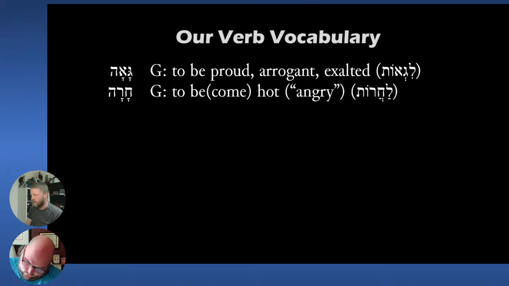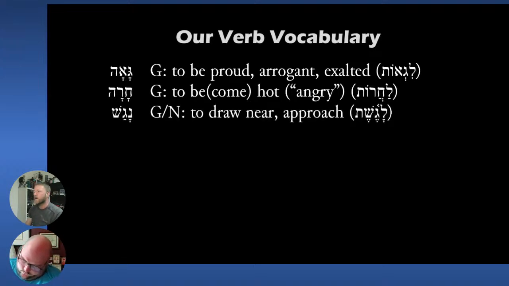His nose became hot. Nagash, we mentioned this in the last session. I don't want to go into it now. It's the mixed paradigm. This is kal or nifal. It's kal in the future and the imperative, but nifal in the past and the participle. The infinitive is lageshet. Lageshet, to approach.